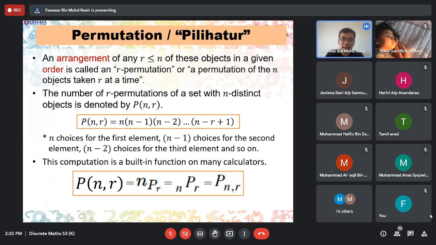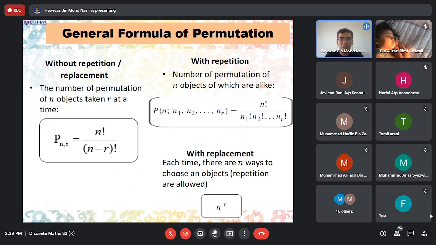Okay, so basically ada 3 different types of formulas depending on the situation, okay, yang kita perlu pakai. Kalau in situations ataupun kebiasaannya kita akan pakai this formula, okay, formula ataupun dalam situation where there should be no repetition dalam kita punya process counting itu. Okay, so the number of permutations of n objects taken r at a time is P(n,r) equals to n factorial divided by n minus r factorial. Okay.